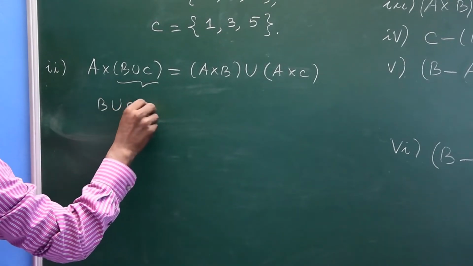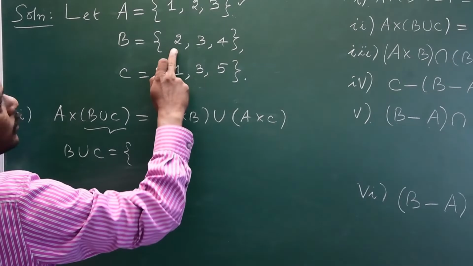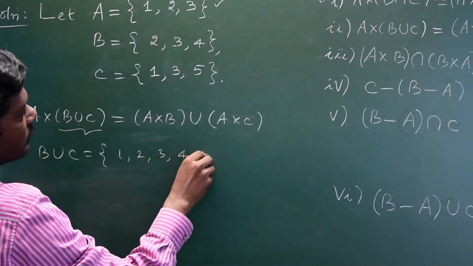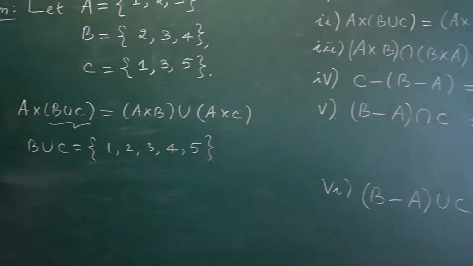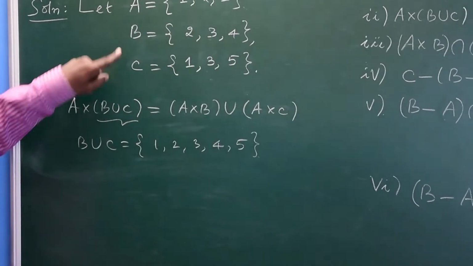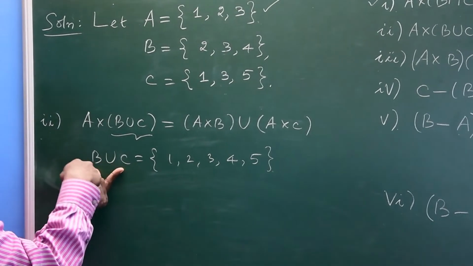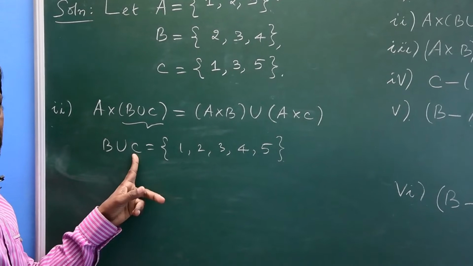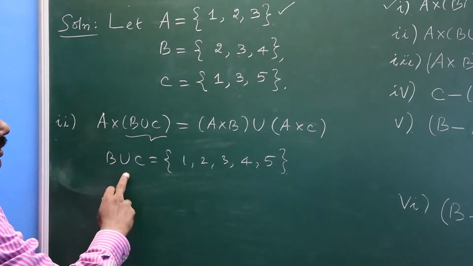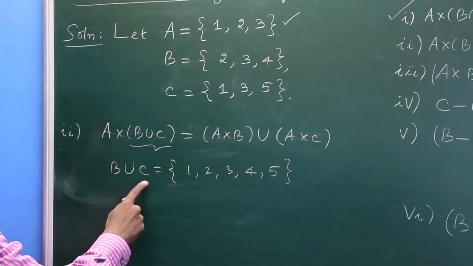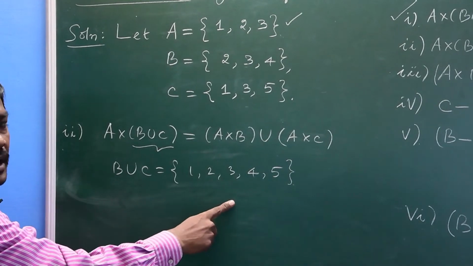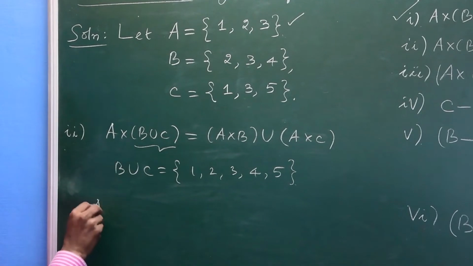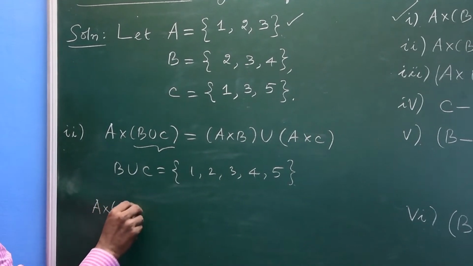What is B union C? B union C is 1, 2, 3, 4, 5. So this is what you have to put in the union. Union is the set of all elements which are in B or elements which are in C. So if any element is found in any one of the sets, then that should find a place in the union.